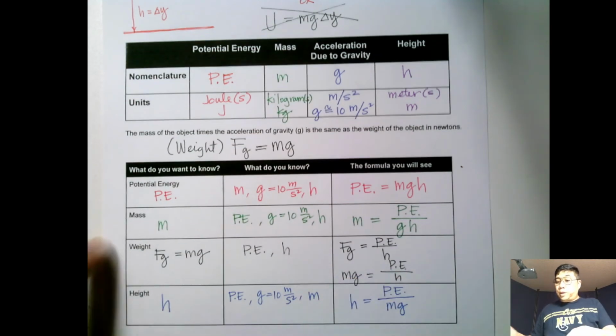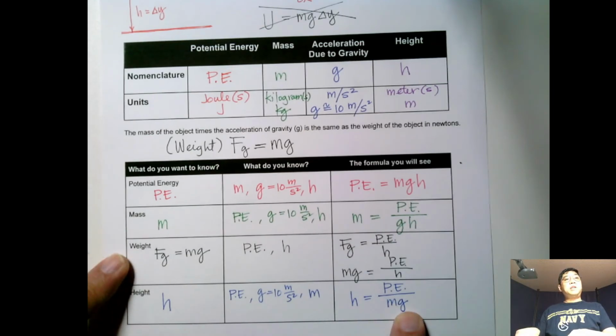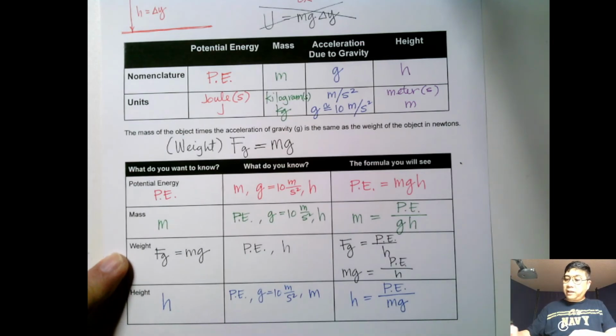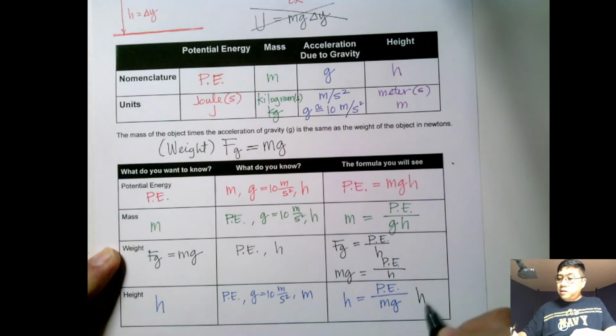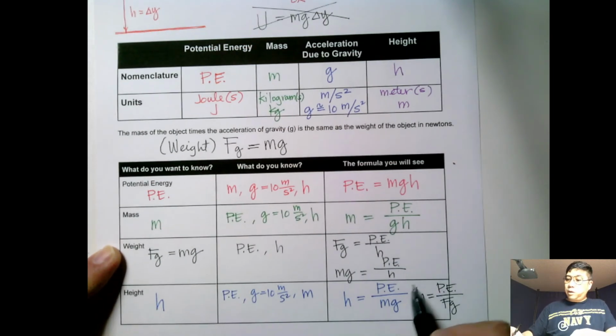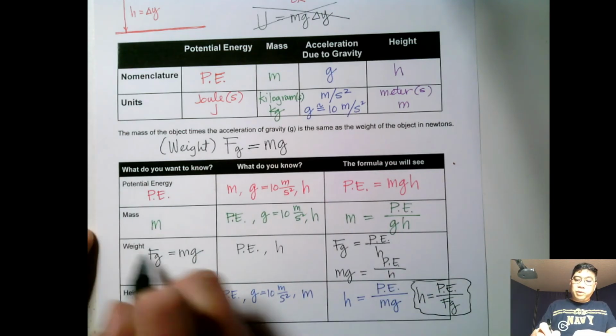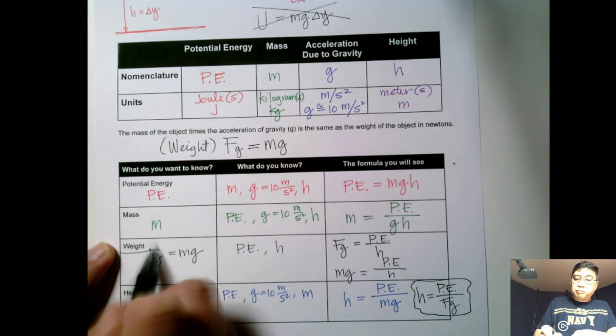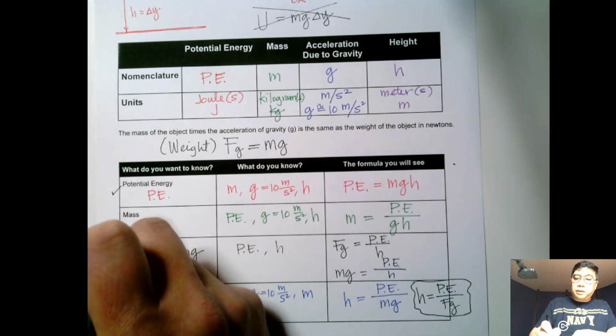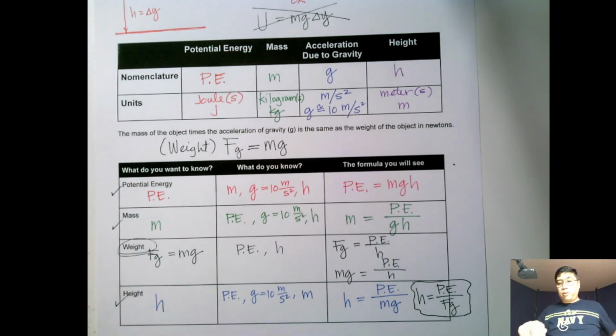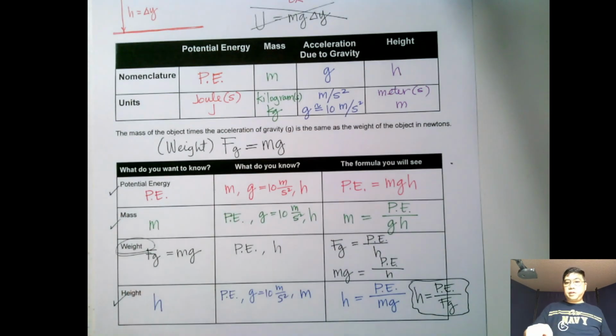Now, also in terms of height, what is mg? We can change this and add another equation, which is h can be solved using PE over Fg, which is also equivalent to your weight. However, what I want you to do is focus on the first, second, and third equations. There might be some instances where they will ask you questions about weight, but here are the three equations that we focus on: how do we solve for potential energy, how do we solve for the mass, and how do we solve for the height of an object.